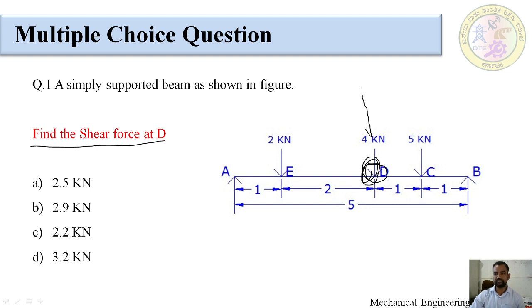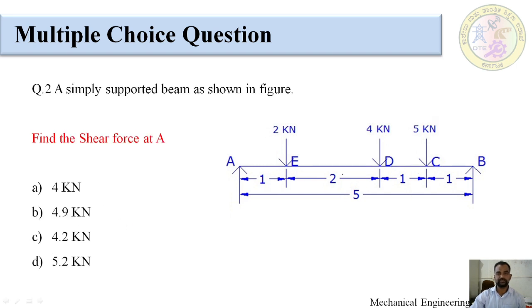Before going to start with calculation of shear force at D, we have to calculate reaction at A and reaction at B. Then only you are able to determine shear force at D point. Okay, these are the answers: 2.5, 2.9, 2.2, 3.2. Any one of them is the answer.